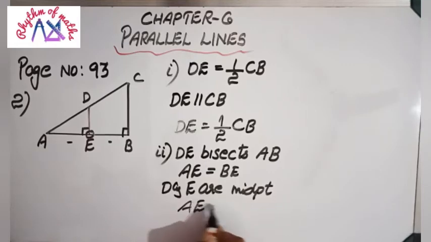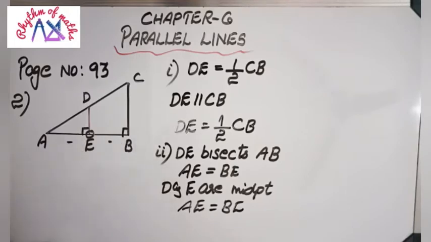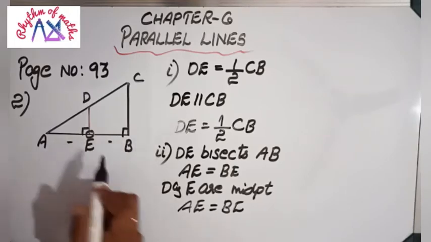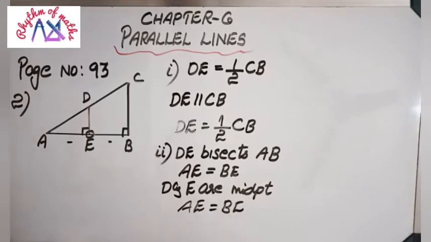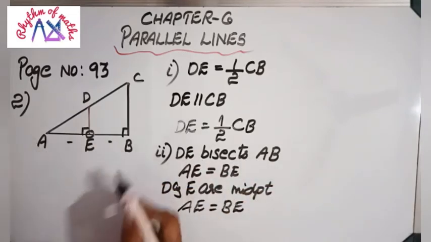AE equals BE. E is the midpoint of AB, so we can directly write that these two sides will be equal, that is AE equals BE. So we can write DE bisects AB.